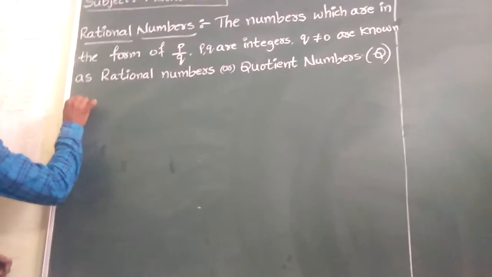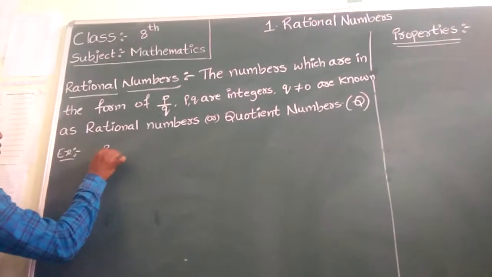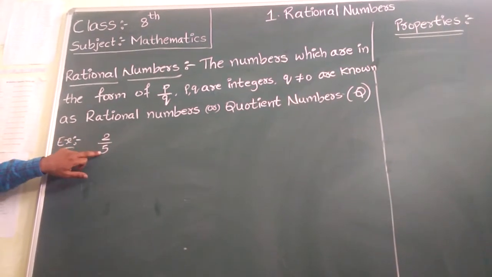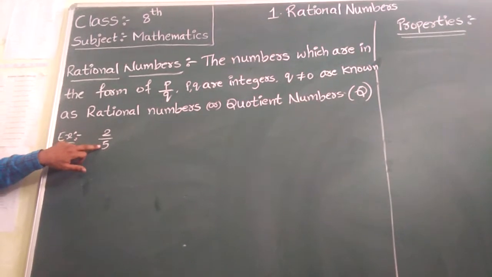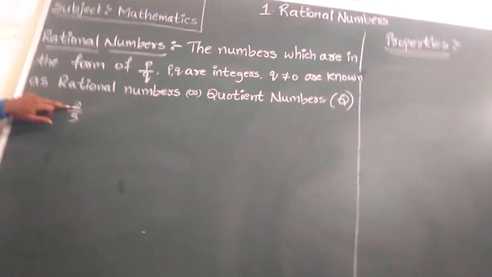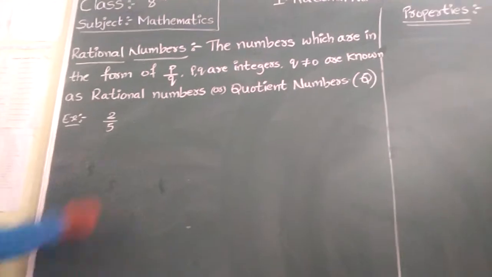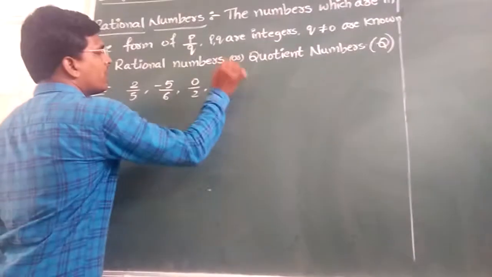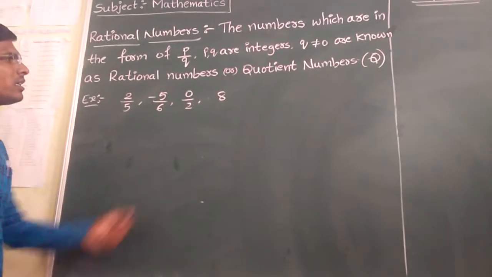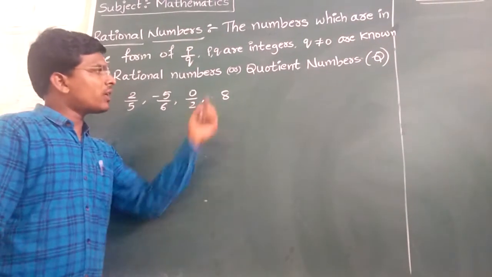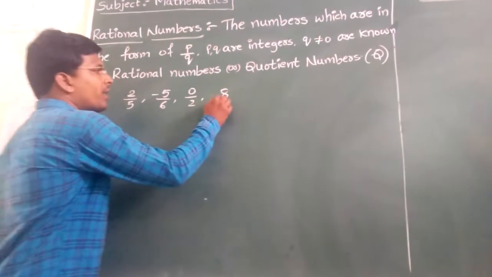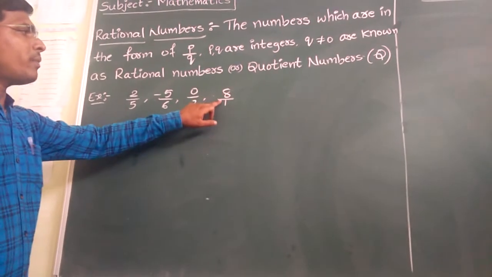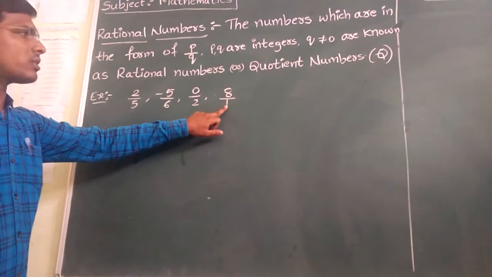For example, we can write 2 by 5. See, 2 by 5 is in p by q form. Here q is not equal to 0, so we can say 2 by 5 is a rational number. Minus 5 by 6, 0 by 2, and 8. See, this is 8. In the denominator we do not have any number, so here we can write it as 1. So 8 by 1 is in p by q form, where q is not equal to 0.